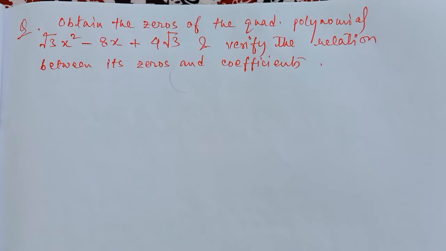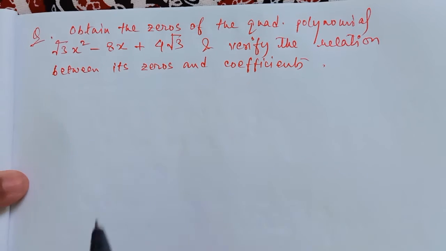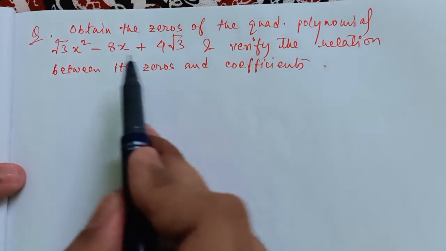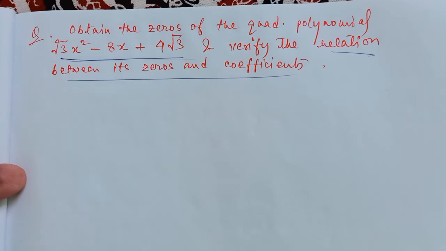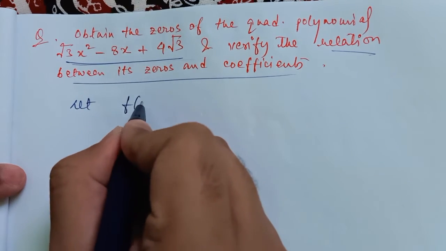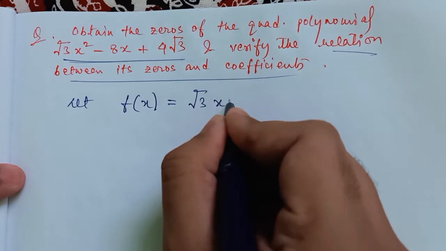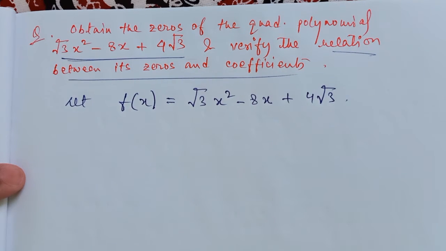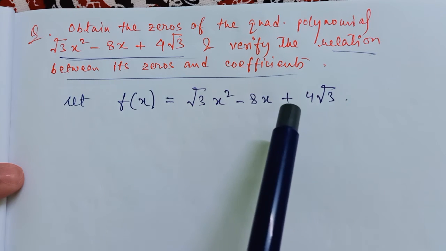Okay, so let us check out the very first problem on this topic. The question is, obtain the zeros of the quadratic polynomial, and verify the relation between its zeros and coefficients. So what is the given polynomial? Let me assume f(x), I am just denoting the polynomial as f(x). So f(x) is given as root 3 x square minus 8x plus 4 root 3, right? So what is the way of finding the zeros?